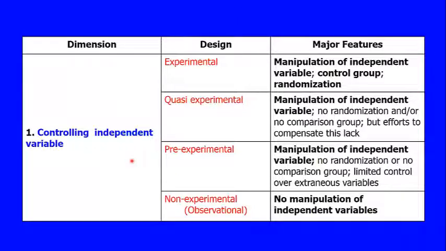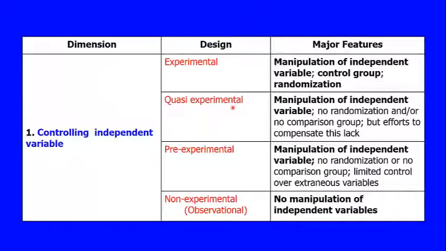According to the degree of control on the independent variable, we can classify it further into experimental, quasi-experimental, and pre-experimental. In experimental, usually there is manipulation of the independent variable. There is a control group and there is randomization of whether an individual will be in the study group or the control group. This is done by randomization, by using the computer or other ways of randomization. So this is called complete experimental design.